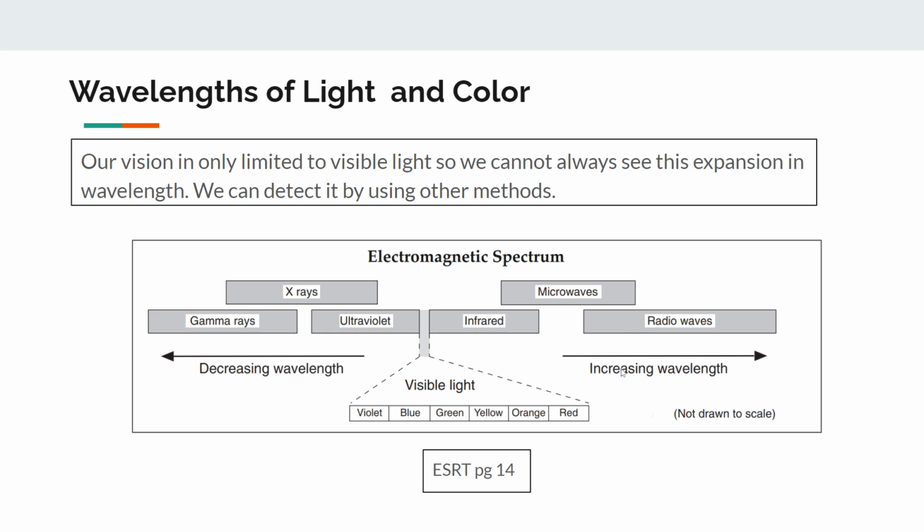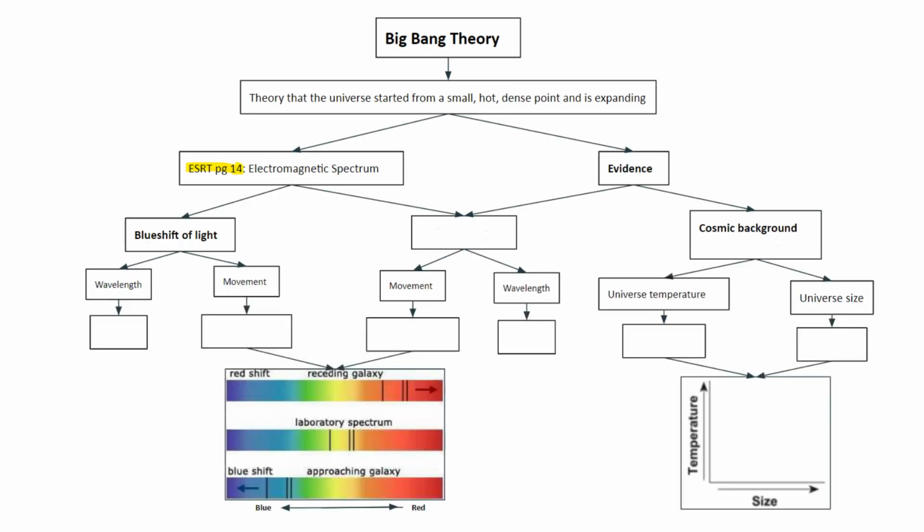For instance, red has a longer wavelength, violet has a shorter wavelength, and if you have an even wavelength that's even shorter than violet, then you can't even see it, but you have a different type of light, such as ultraviolet, X-ray, or gamma rays. Let's write this down. On your reference table, page 14, you'll find the electromagnetic spectrum.